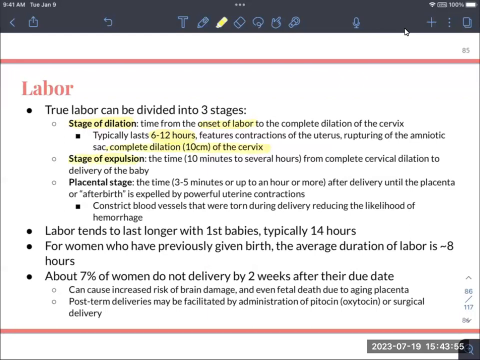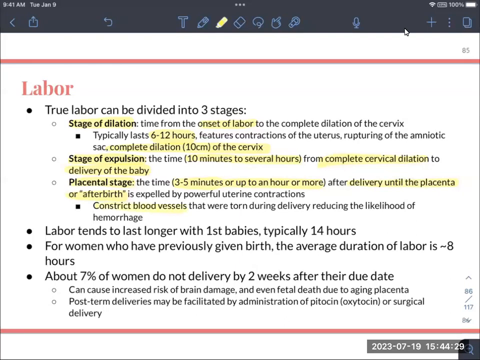That stage of expulsion, it can last 10 minutes, it can last several hours. It is from that complete cervical dilation to that delivery. The placental phase can be 3 to 5 minutes or up to an hour or even longer. This is delivery of the placenta. That placenta or afterbirth needs to be expelled. So uterine contractions are still working to get rid of that placenta after that baby has been born.